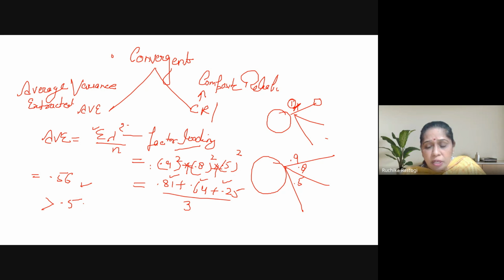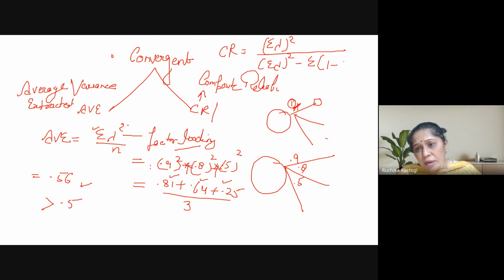Just note it down so that I will remove it. And now for calculating the CR, composite reliability, the formula is sigma lambda whole square divided by sigma lambda whole square minus sigma 1 minus lambda square. So this is the formula. Now just going back to the software.